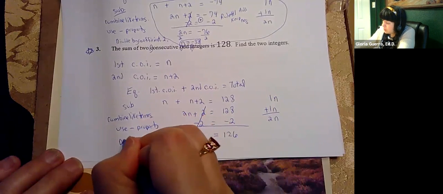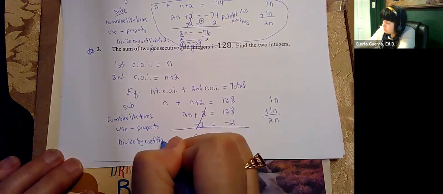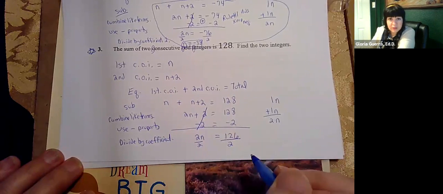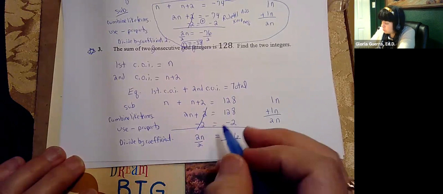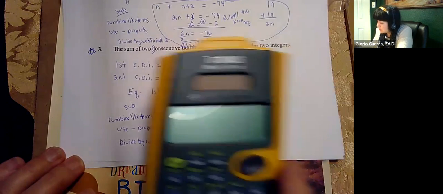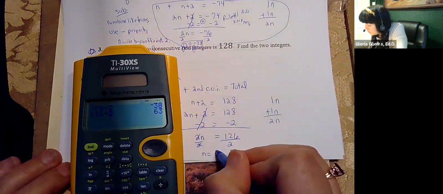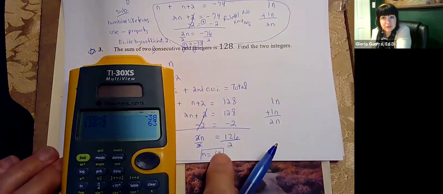And now I'm going to divide by the coefficient. I'm going to divide by 2 itself. Don't divide by 2n, just divide by 2. Divide by 2, and these fall out. And then what's half of 126? 126 divided by 2 looks like it's 63. Okay, and that's looking real good, right? Because that 63, that's odd, right? It's an odd integer.